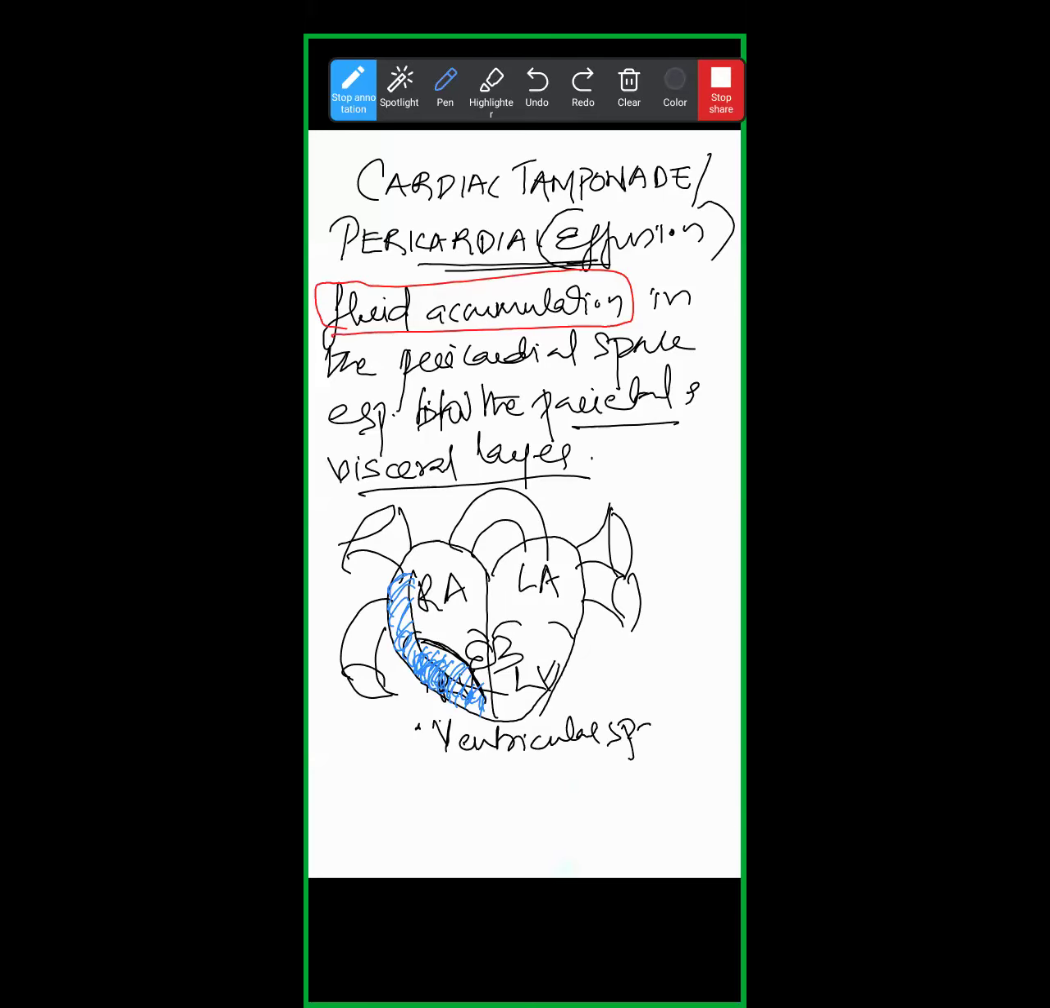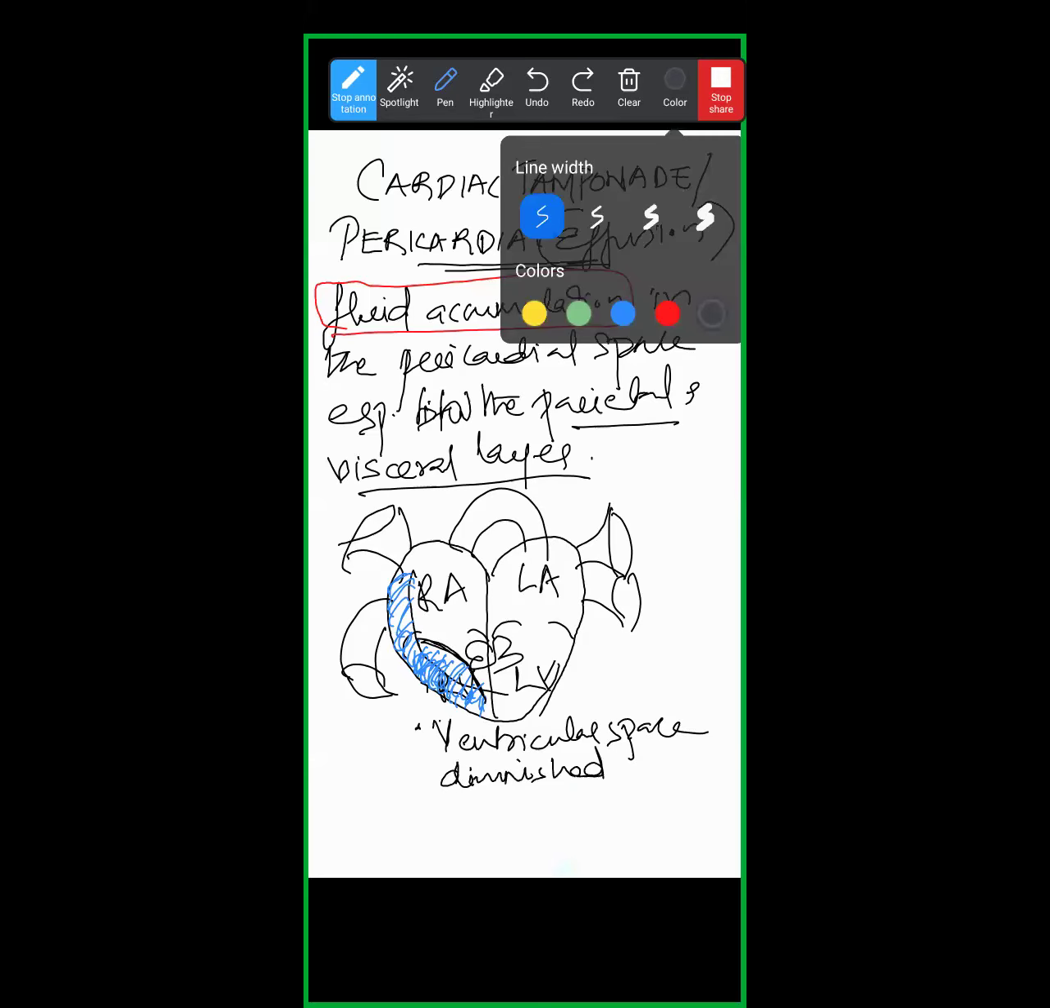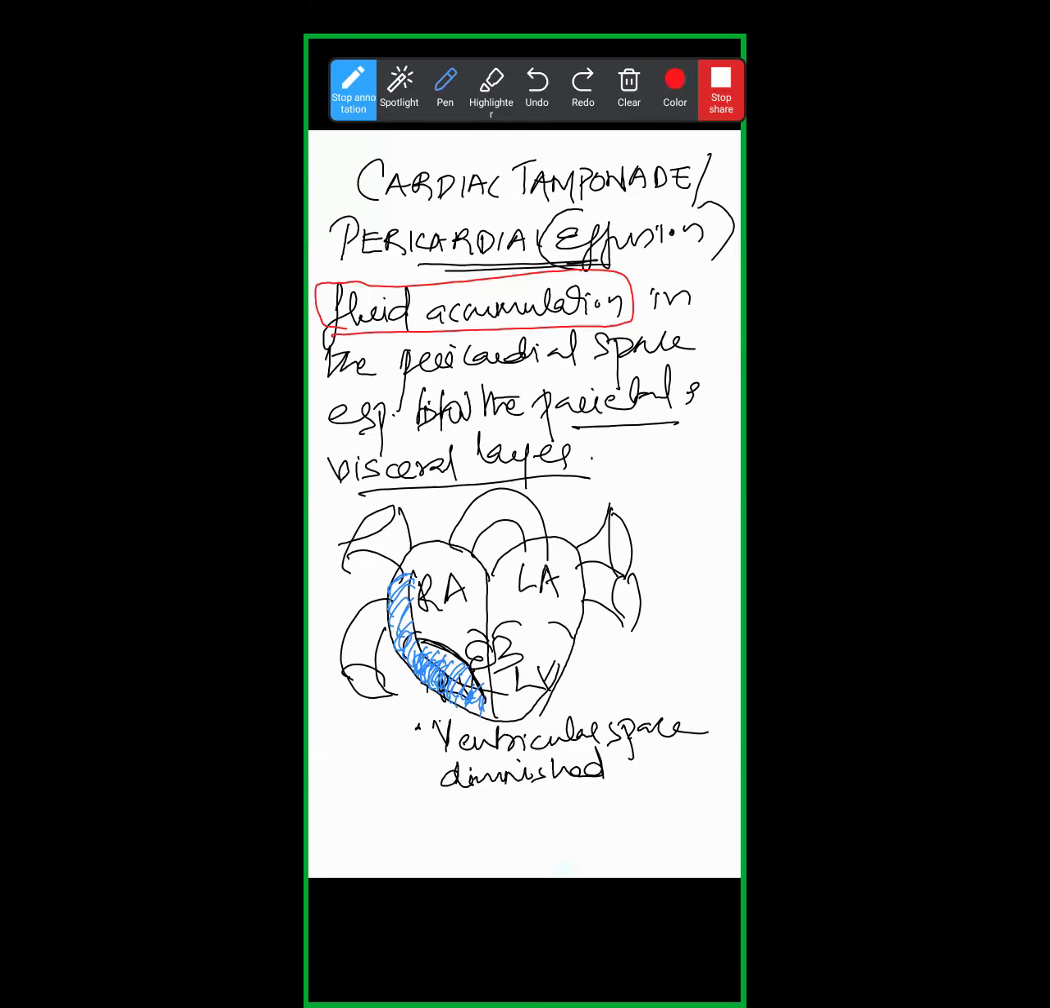Ventricular space diminished. Diminished means what? That capacity is diminished. That area of space is diminished. So what is the consequence? Normally, blood from the head and upper extremities will enter through what? Superior vena cava and reaches the right atrium. And blood from the lower extremities will enter through the inferior vena cava and reaches the right atrium.